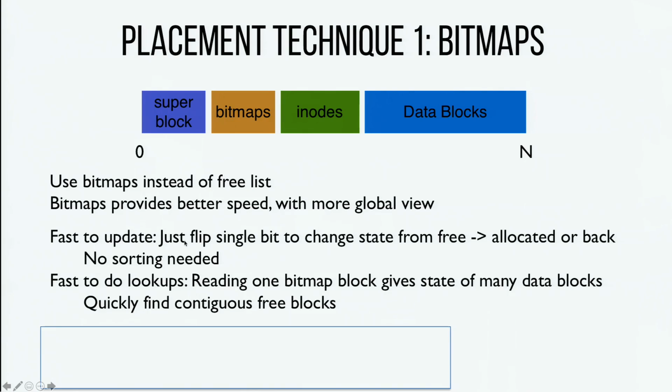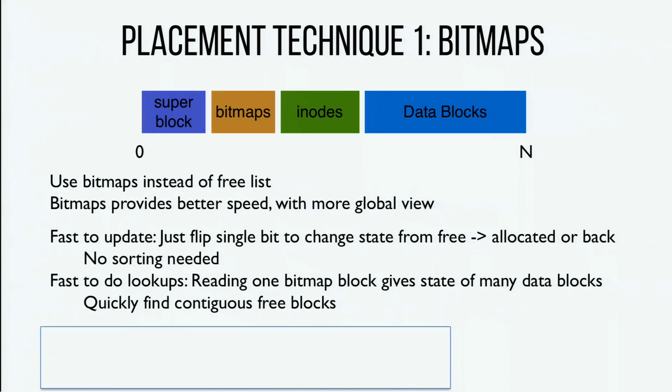So when we find a block that we want to allocate, you just flip the bit from 0 to 1 to show that it's now allocated. You don't then have to do any sorting or anything weird like that to update your list. When you want to find a free block, you can just read in one block of a bitmap, and you get information about so many different blocks out there, right?